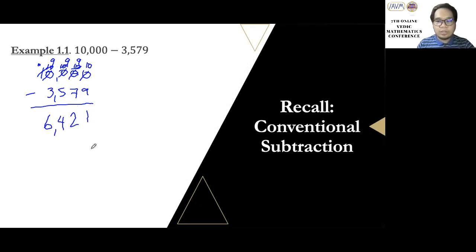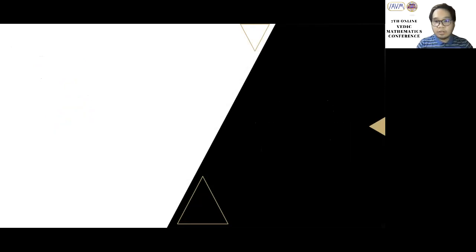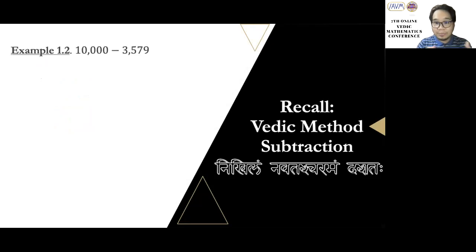Now, how do we do this in the Vedic method? This is not part of my proofs. This has already been given to a lot of Vedic maths conferences and articles. In Vedic math subtraction, we make use of this sutra, Nikhilam Navatashcaramam Dashatah. In English, that's all from 9 and the last from 10. Using the Vedic methods, subtraction can be solved without any borrowing or taking away of numbers from the previous step.